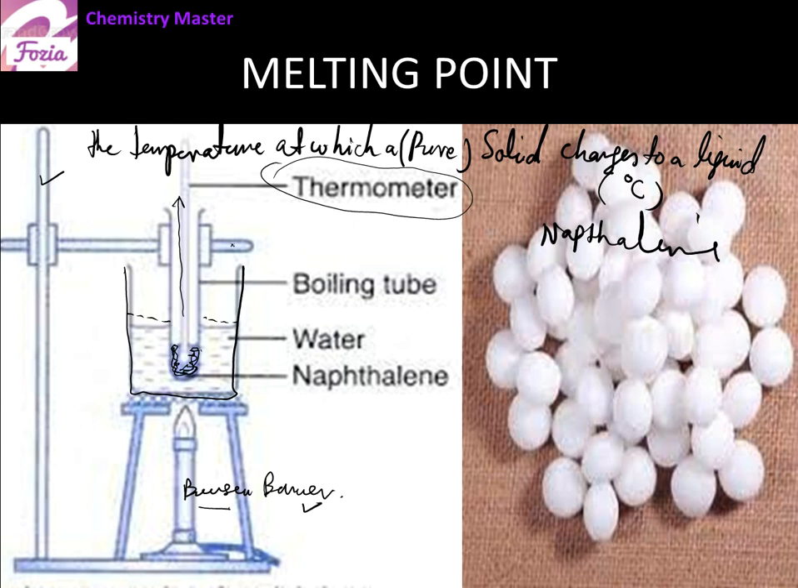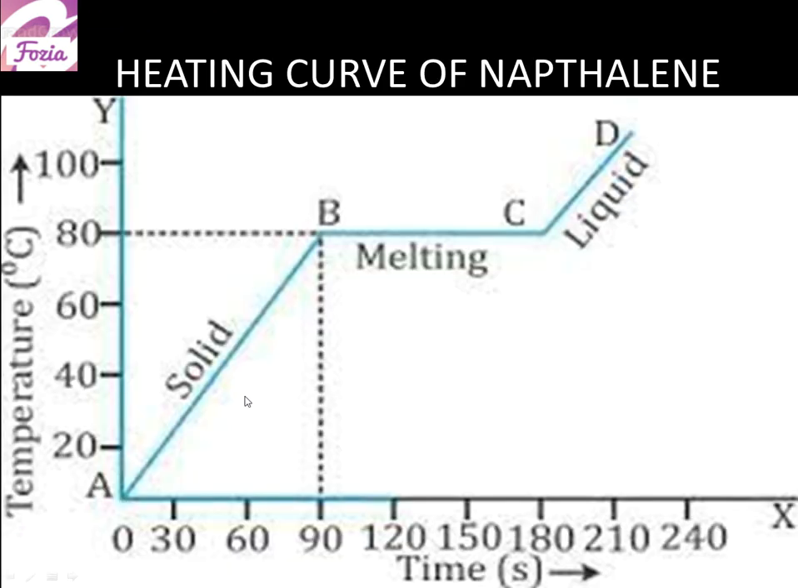Then we fix the thermometer just above the level of the naphthalene. Then we start heating it, and when the melting point of naphthalene comes, it will turn into liquid, and we read the level of the thermometer. So this is how we can investigate or measure the melting point of naphthalene or any other solid.